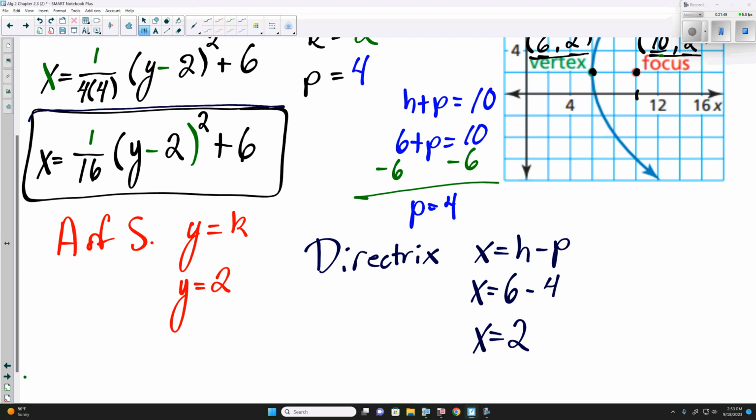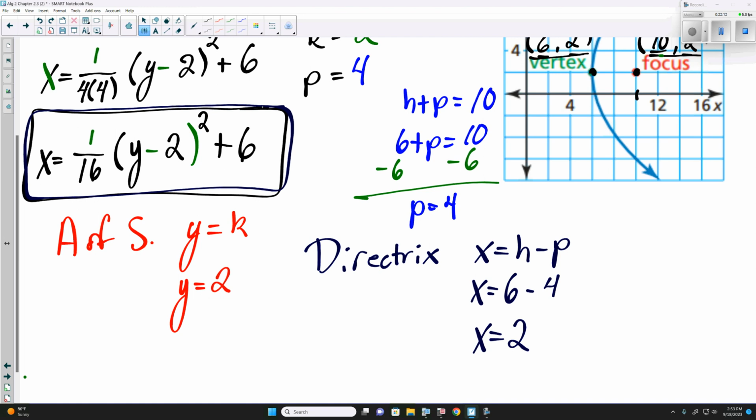So the equation for the parabola is this here, yeah. Yeah, you're good. It's an odd word. I keep wanting to say it differently. So the directrix is this here, x equals 2. And the axis of symmetry is y is equal to 2.